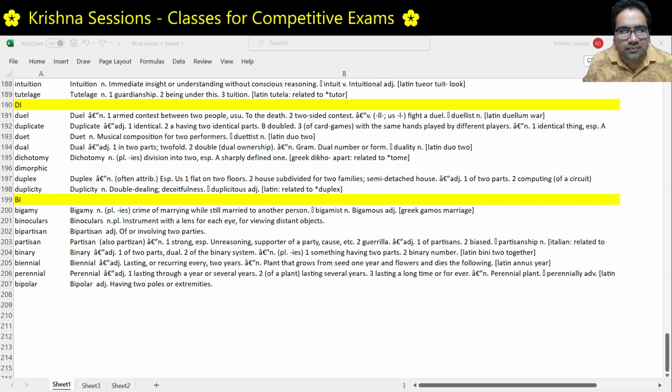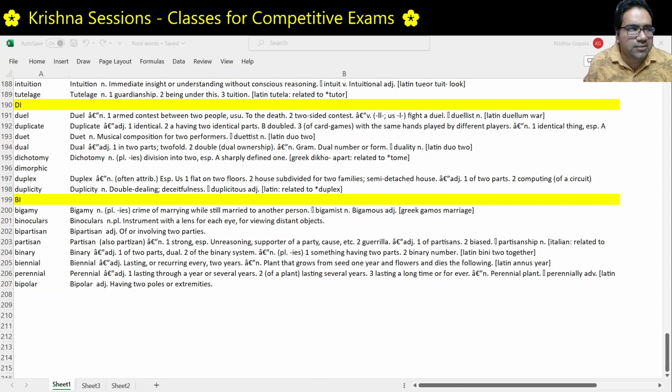Binoculars. What is binoculars? It is again bi plus oculars. It is an instrument, like a small telescope. We all know, right? A small telescope that makes objects that are very far away look as if they are close. A pair of binoculars. We looked at the birds through binoculars, etc.